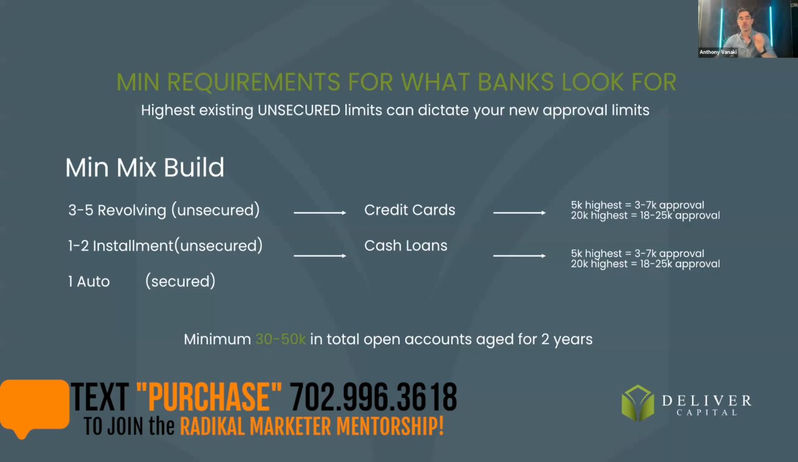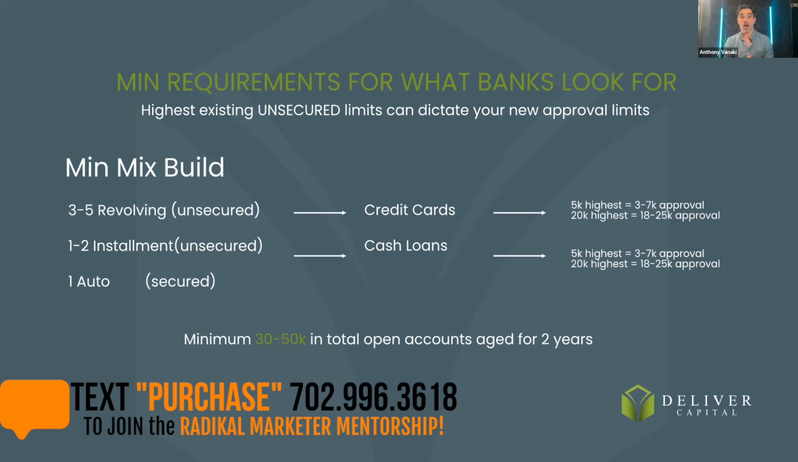So again, you should have a minimum of about 3 to 5 revolving accounts. Of course, the higher the limit you have, the more capital or approvals you're going to be able to get. Typically a range anywhere from 3 to 7,000. If you're at a 5,000 highest limit, or a 20,000 highest limit, it's going to be 18 to 25. And again, we can always fluctuate and do this. I'm going to show you an example of that later on.